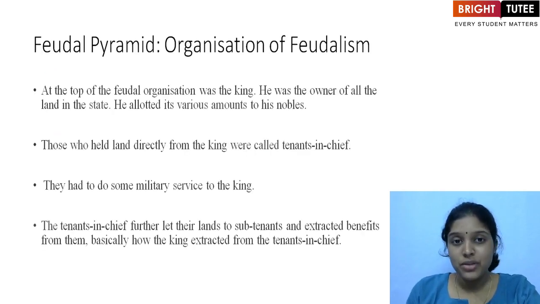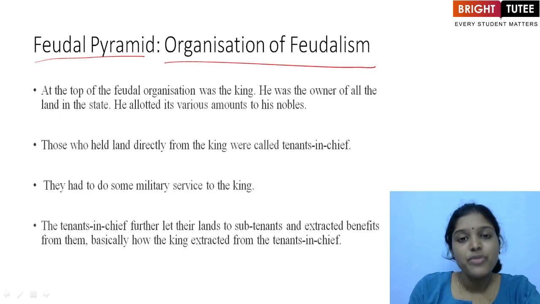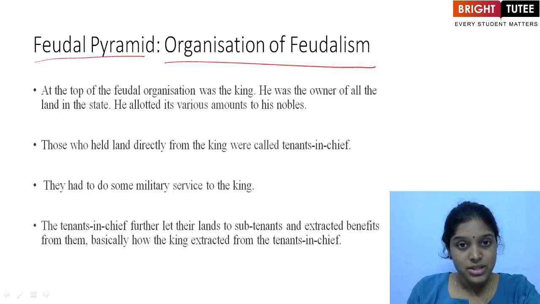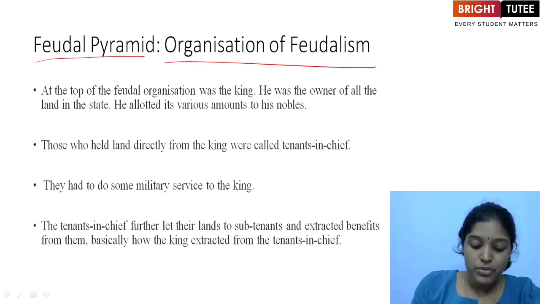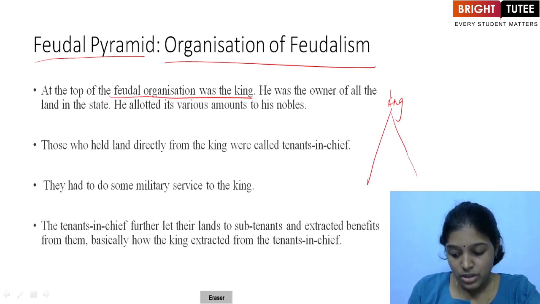And so we are done with the features of feudalism. First we saw the definition and then the features, and now we come to the feudal pyramid, or the organization of feudalism: how the society was organized under the feudal structure. This is called a pyramidal structure, because at the top of the feudal organization was the king. So you have the king at the top of the pyramid. You know how a pyramid looks.